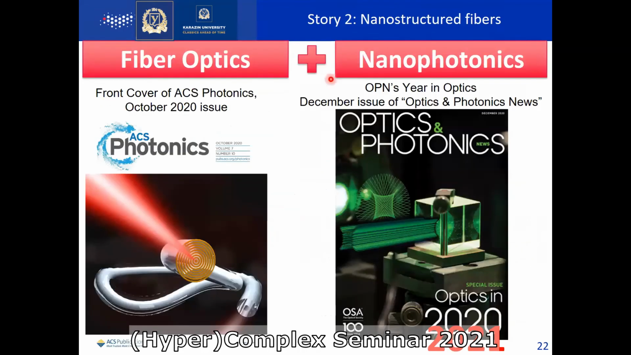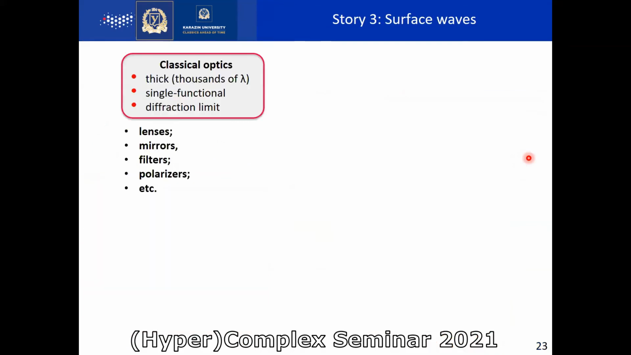These results combine fiber optics and nanophotonics and have been highlighted by the ACS Photonics journal, where we got on the front cover of the October issue, and got into the Optics and Photonics News journal December issue, which selects the 30 most exciting optics research results during the last year. So it will be published in December.